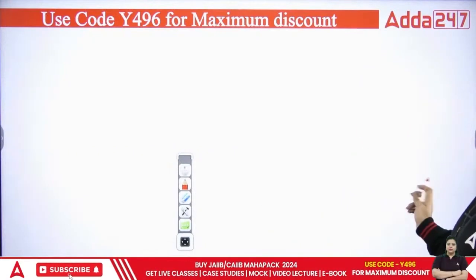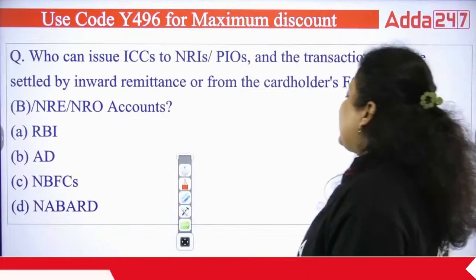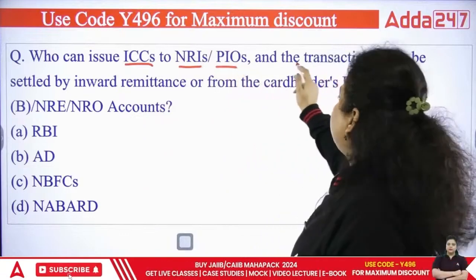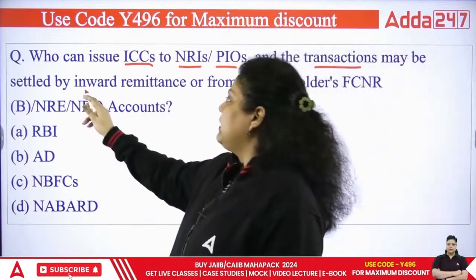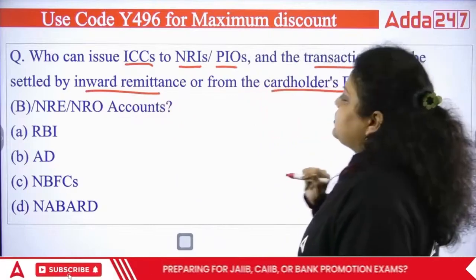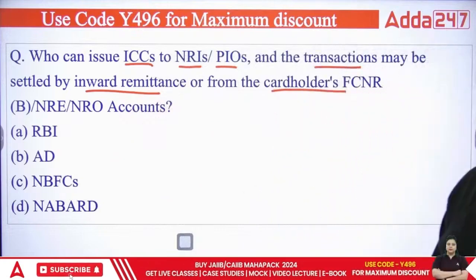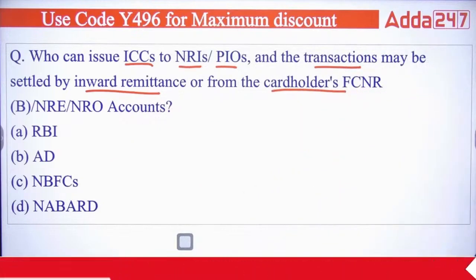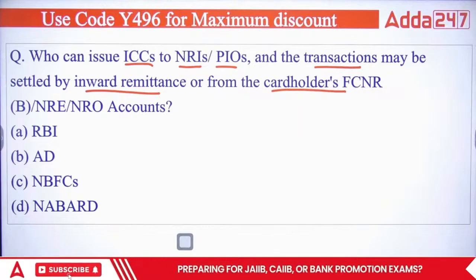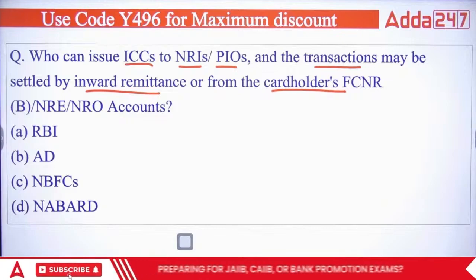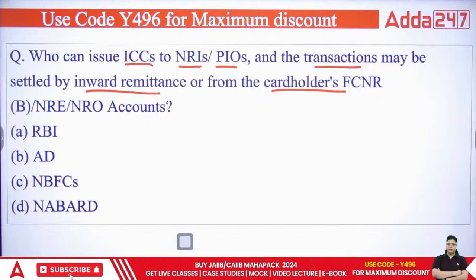Right answer is E. Now, who can issue ICCs, Indian International Credit Card, to NRIs, PIOs, and the transaction may be settled by inward remittance or from the card holder's FCNR, B, NRE, NRO account. Now, the question is asking who can issue ICC to NRIs or the PIOs, and the transaction may be settled in what? By inward remittance or from the card holder's FCNR B account, NRE account or NRO account.